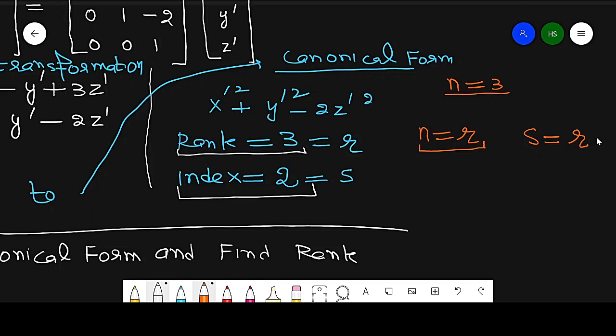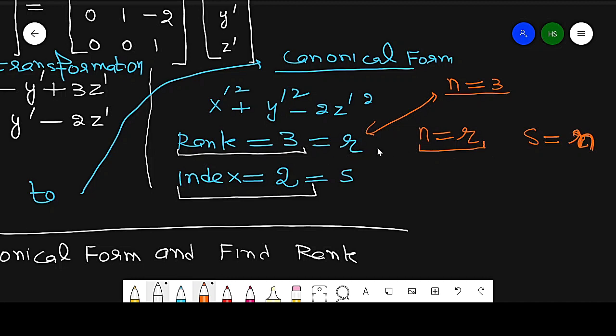So just see the formula, what we get. If S were equal to R, S would also be equal to n, so both would be the same value. Here n is equal to R, both are the same, but S is not equal to n. So here S is not equal to R and not equal to n.